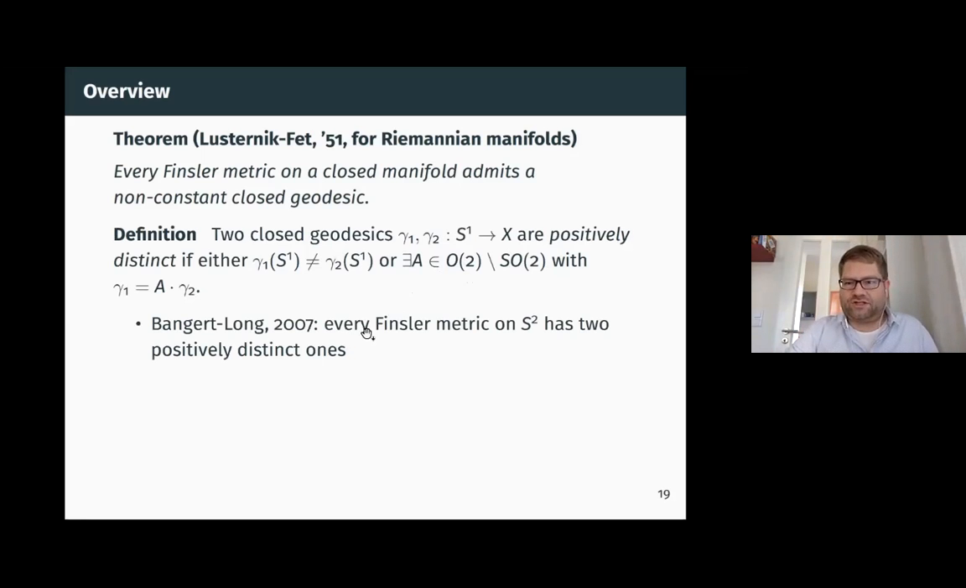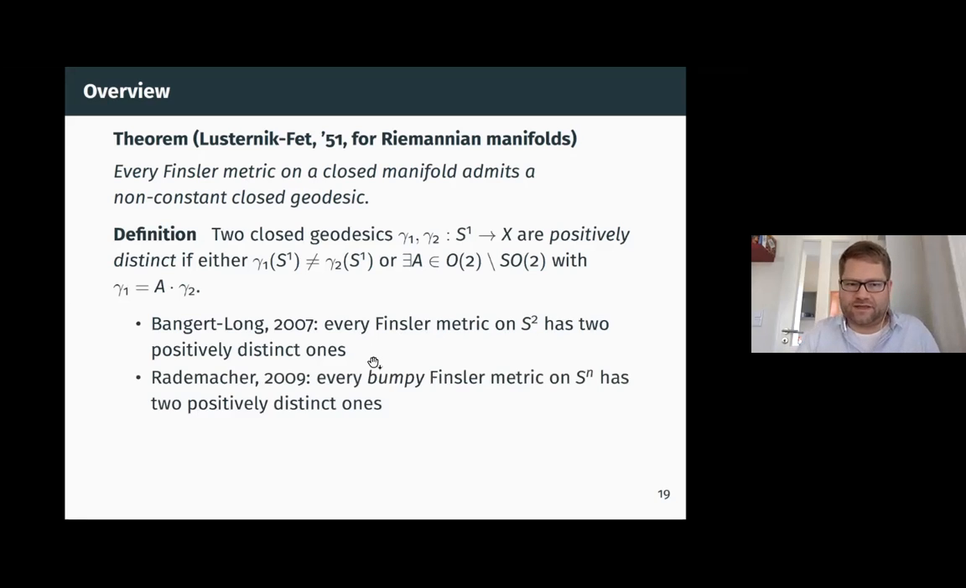Then not that much is known. Actually, it was only shown in 2007 by Bangert and Long that every Finsler metric on the 2-sphere has 2 positively distinct closed geodesics. Then Rademacher showed in 2009 that every bumpy Finsler metric, this is a generic condition which basically means that the energy function is a Morse-Bott function, which behaves nicely, has 2 positively distinct ones, but this is only generically fulfilled and not by every metric.